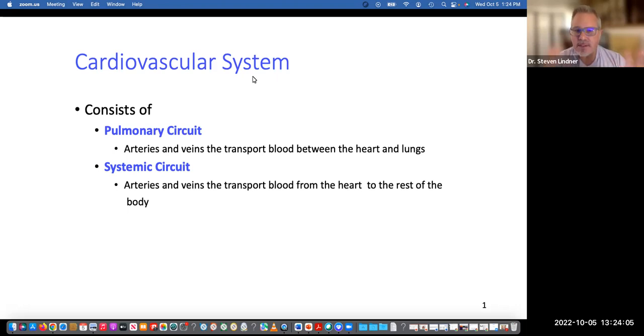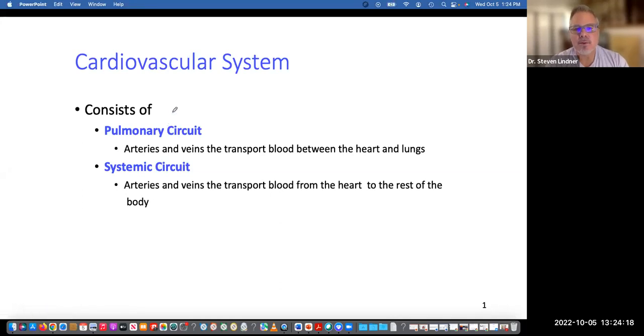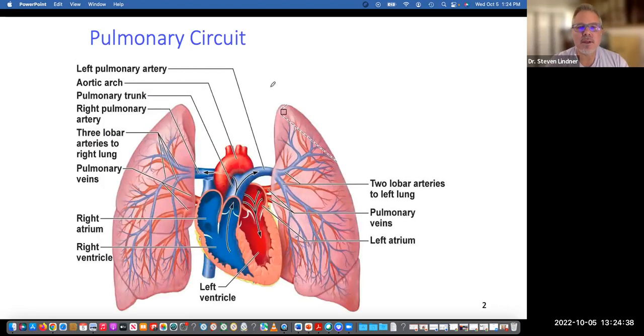So let's look at the cardiovascular system in terms of the heart, and review a little bit quickly the heart and lung connection. Let me get my pen here, my marker. So we have a pulmonary circuit, which is the arteries and veins that transport blood between the heart and the lungs. And then we have a systemic circuit. Just think of the systems, right? It's the arteries and veins that transport blood from the heart to the rest of the body. So here's the pulmonary circuit. Let's take a look here.